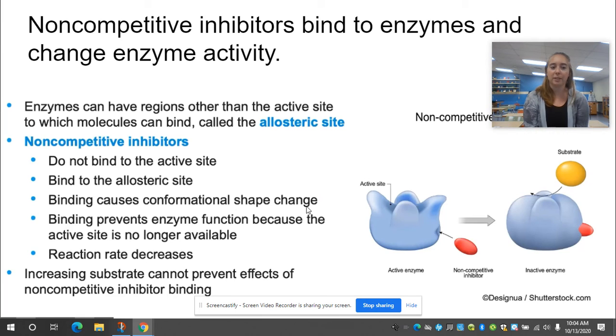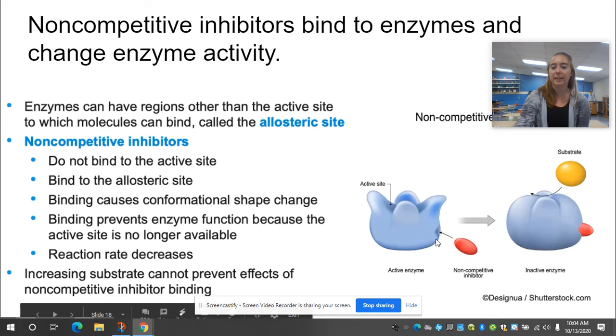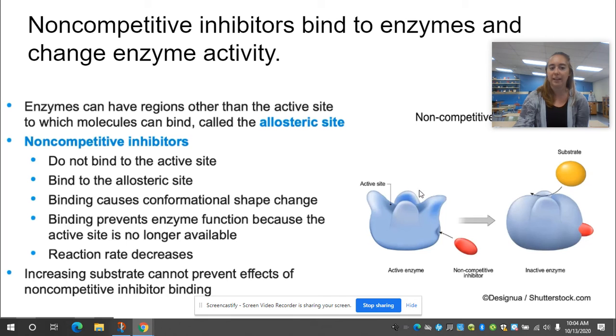Non-competitive inhibitors are a little different. Enzymes have a region other than the active site that something can bind to, and we call this the allosteric site. This allosteric site is not the active site, but a different site here. Non-competitive inhibitors aren't fighting for the active site. Instead, they bind to this allosteric site over here, and when they bind, they change the shape. So it's no longer this nice flower shape. It's all kind of gone in on itself, and this is what the enzyme looks like now. Now there's no active site available for the substrate to bind to. Because the inhibitor bound, it prevented enzyme function since the active site is no longer there, and so our reaction rate is going to decrease.